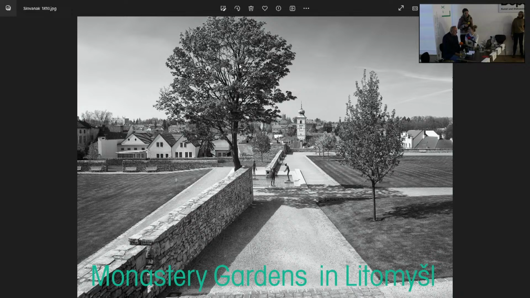Okay, so these are the monastery gardens in Litomyšl. That's a very historical site. It's where there were previously monastery gardens, and there's a very old monastery.